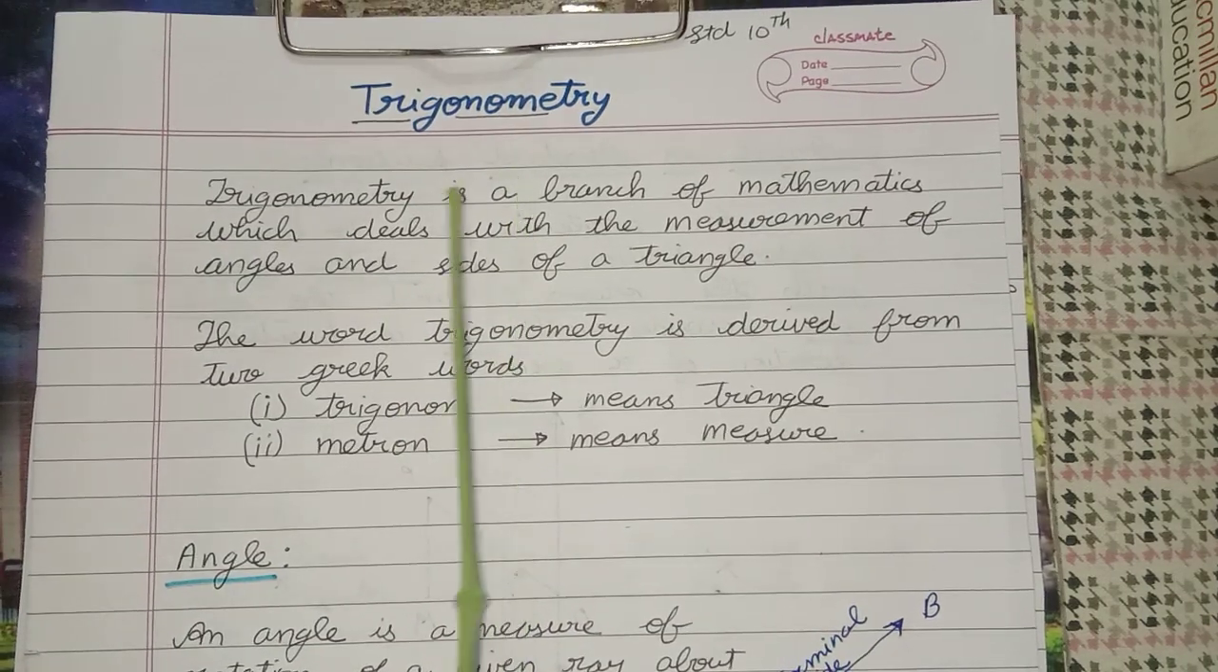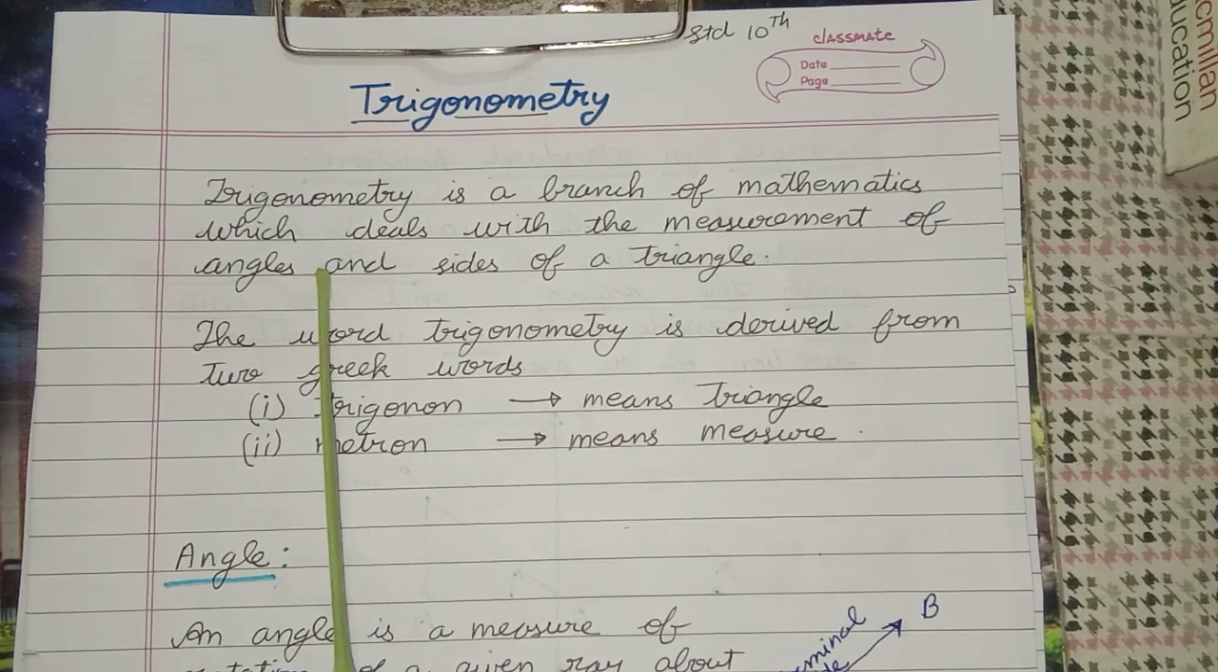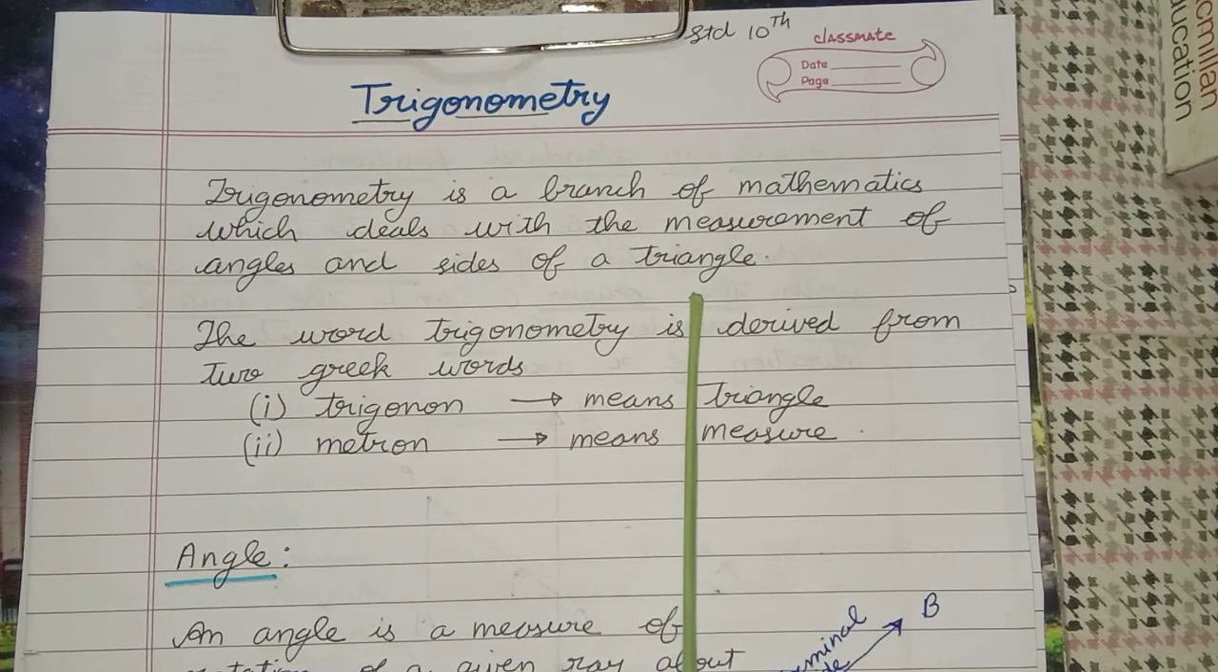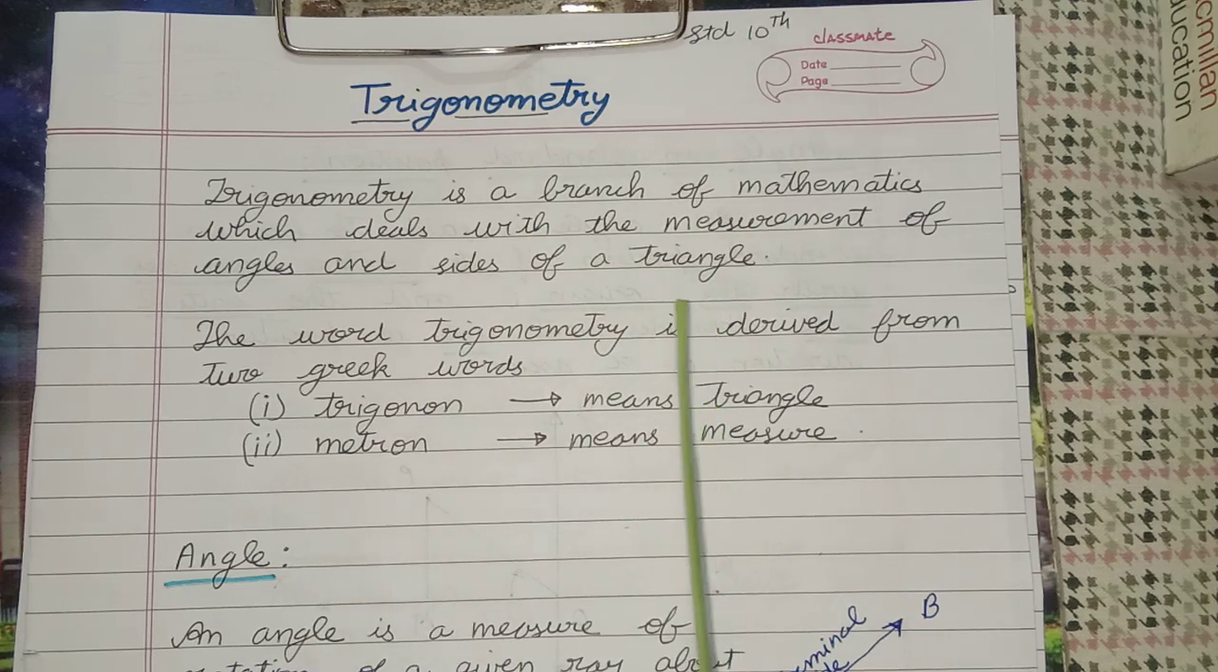Trigonometry. What do you mean by trigonometry? Trigonometry is a branch of mathematics which deals with the measurement of angles and sides of a triangle. I have directly started with chapter 6 expecting that the basic things are known to you, like the definition of a triangle, a quadrilateral. I am assuming that you know it properly.